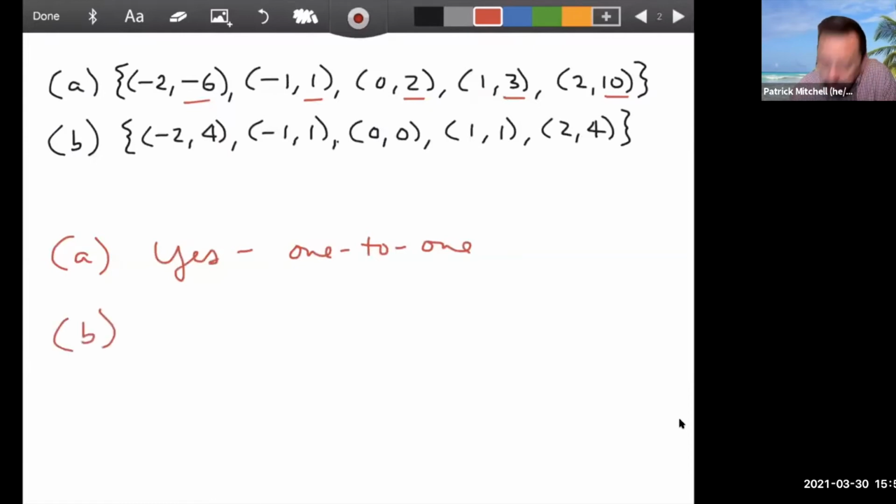However, the second function, which you may recognize as y equals x squared, right? That's the relationship between x and y in each of those points. Here is one ordered pair with a y value of 4, and here's another one, and that y equals 4 goes with two different x values. This one is not one-to-one.